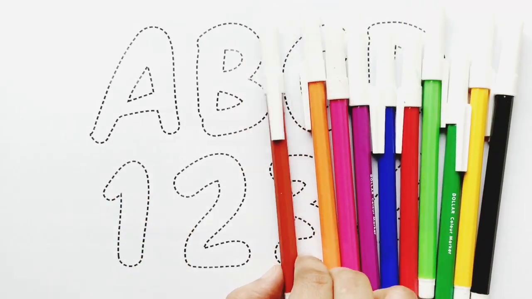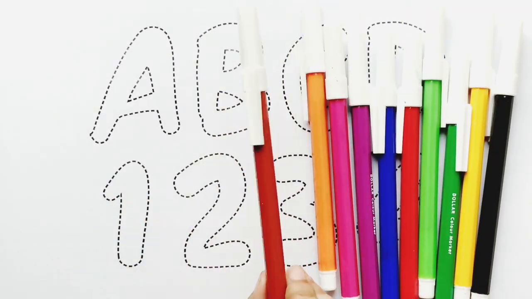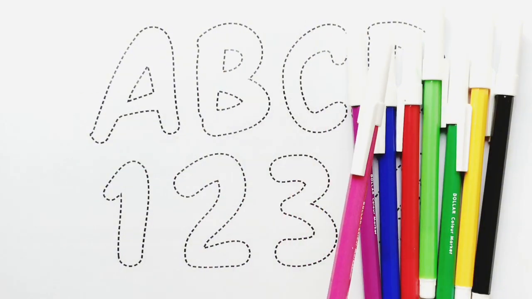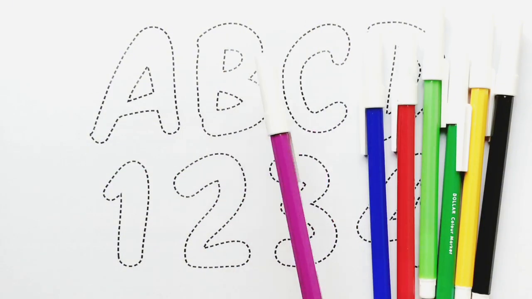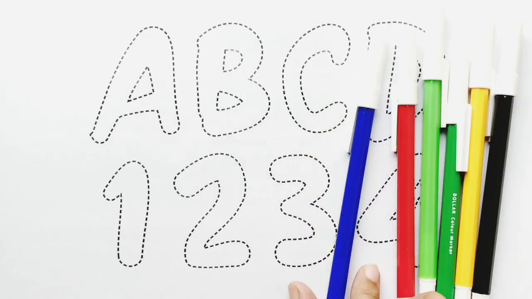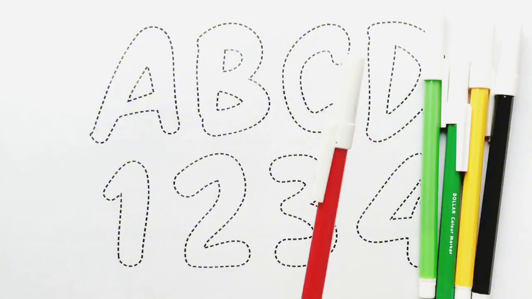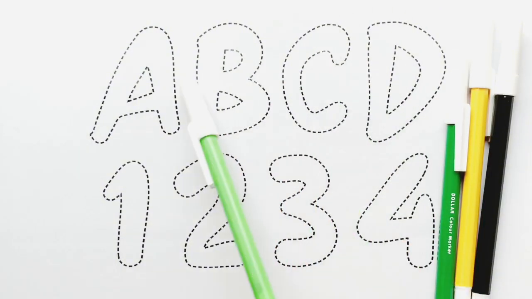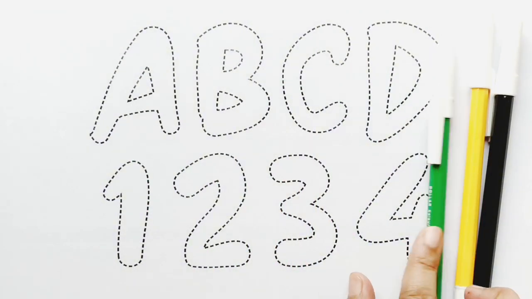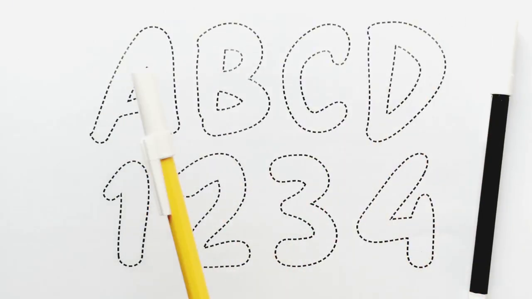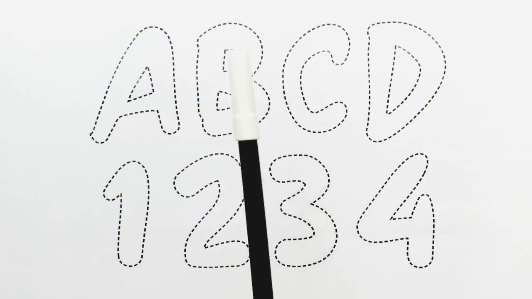Let's start. This is a brown color. This is an orange color. This is a pink color. This is a purple color. This is a blue color. This is a red color. This is a light green color. This is a green color. Yellow color. And this is a black color.